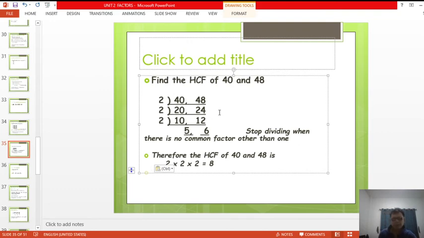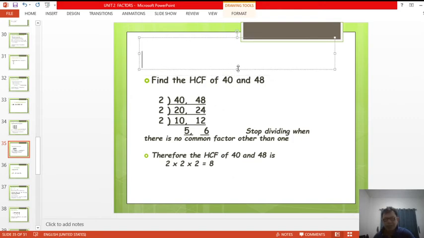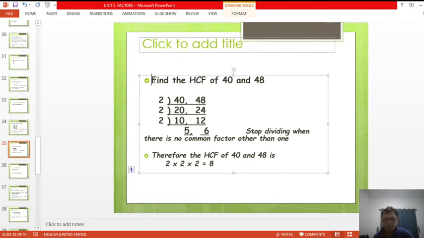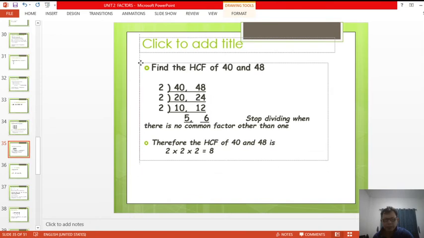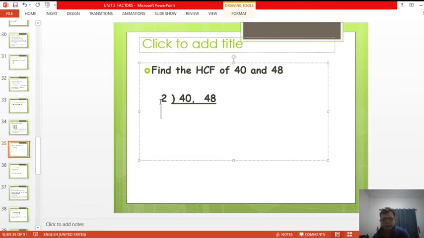So, this time we are using division. The first thing you have to do, so that's the original form of it. What are you going to do now? The first thing is you write 40 and 48 horizontally in the same line, and then you put the reverse division sign. Look at that: 40, 48 horizontally, then the division sign.